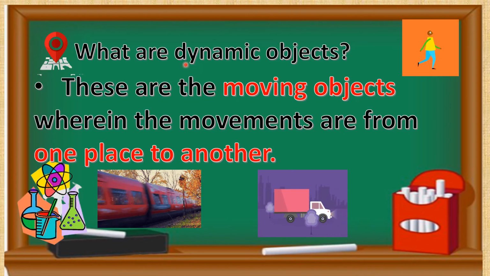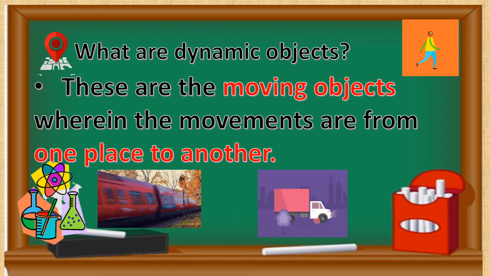So what are dynamic objects? So dynamic objects, these are the moving objects wherein the movements are from one place to another. So as you can see here is the example of a train. So when you see a train, so your BTS, that train is moving from one place to another place, or from one station to another station. So that train is what you call your dynamic object. So that's one example of a dynamic object.